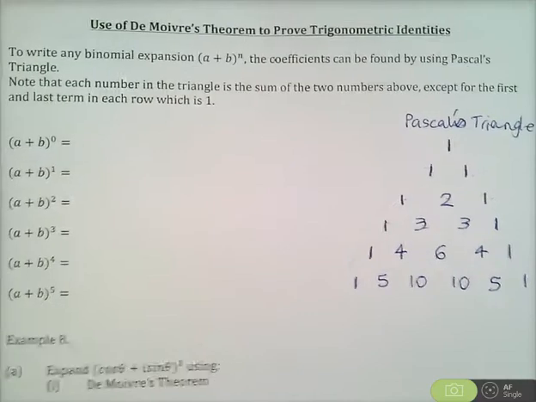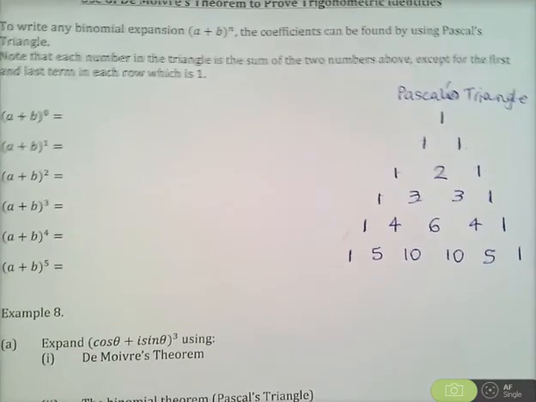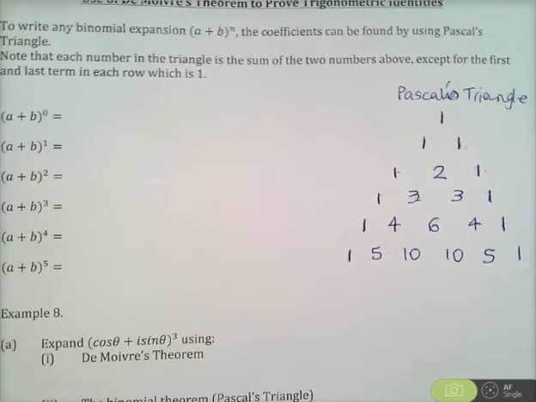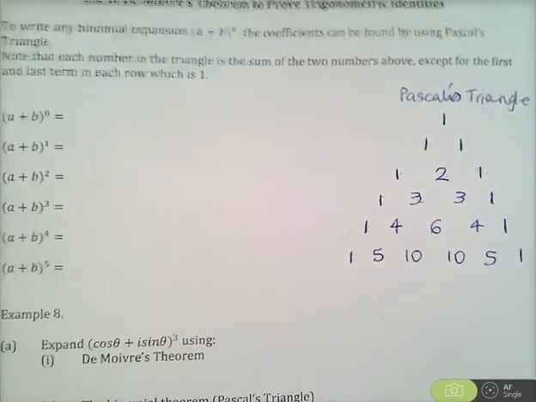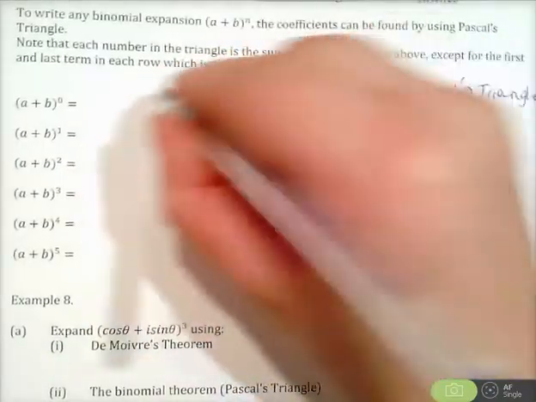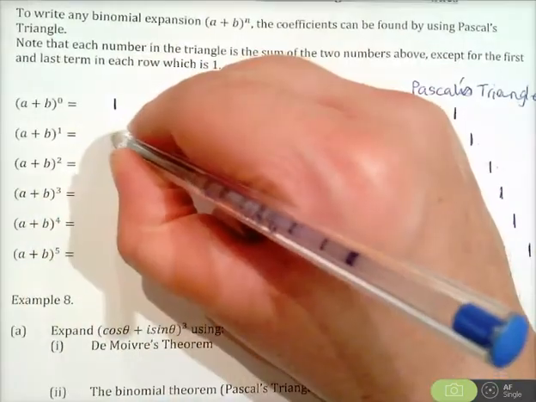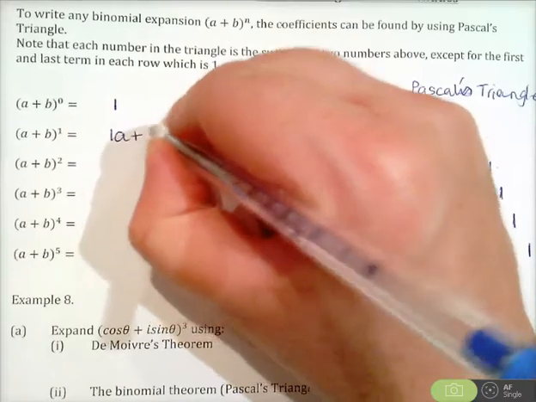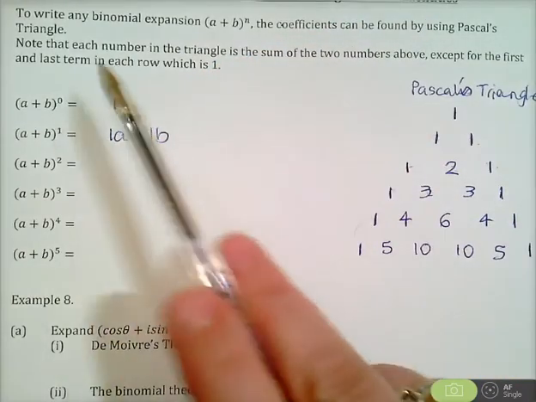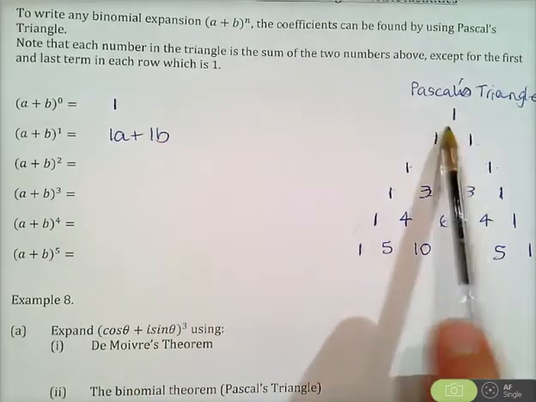Now what you'll notice about Pascal's triangle is that it gives you the coefficients of the binomial expansion (a + b)^n. So if we just look at our first one, which is (a + b)^0, we know that that equals 1. Now (a + b)^1 is a + b, which happens to be 1a + 1b. Notice the coefficients of a and b are 1 and 1.